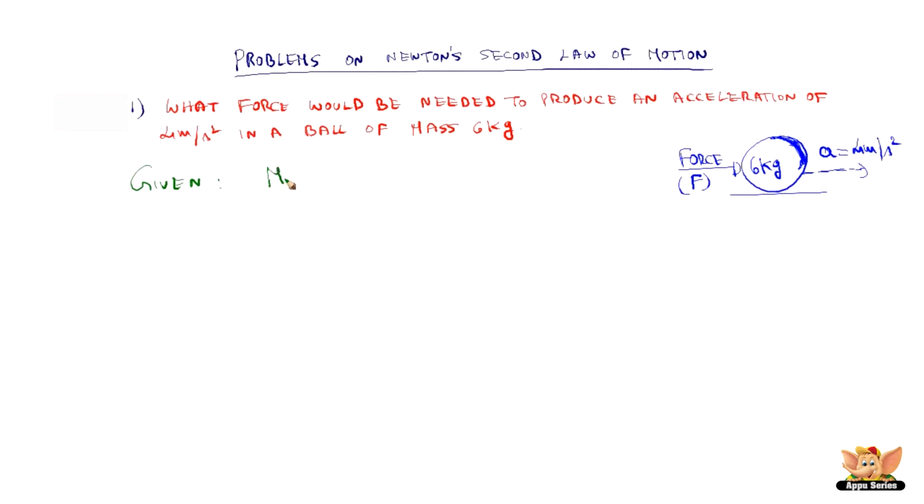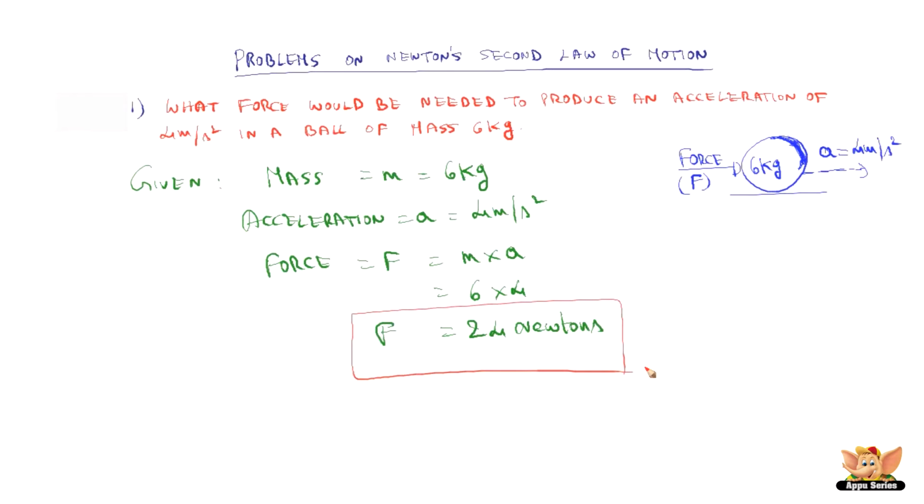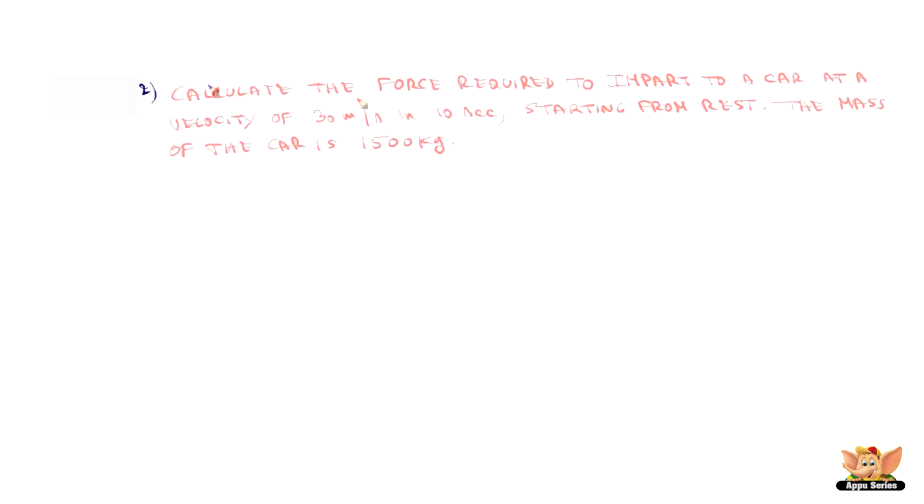Given, the mass of the ball M is equal to 6 kg and acceleration A is 4 meter per second square, and we know from Newton's second law, force F is equal to mass into acceleration, which is 6 into 4, 24 newtons. Go to the second problem.